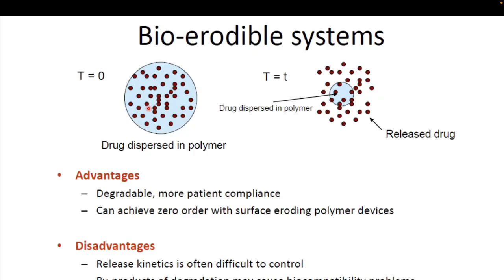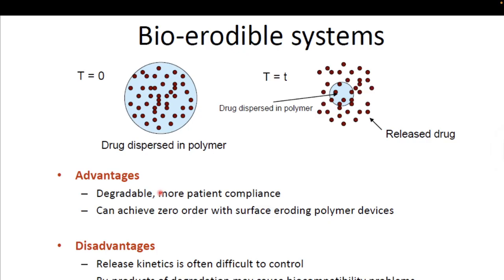So what are bioerodible matrix systems? We were just talking about these matrix systems, right? You have your polymer in which your drug is dispersed all over, and these could be non-erodible or bioerodible. In a bioerodible system the drug will get released based on two phenomena. First, your polymer will be porous, so your drug will be released due to diffusion. Also, since it's a bioerodible polymer, over time the polymer will start degrading, and that will also lead to drug release. So the advantages are, first of all, it's degradable.